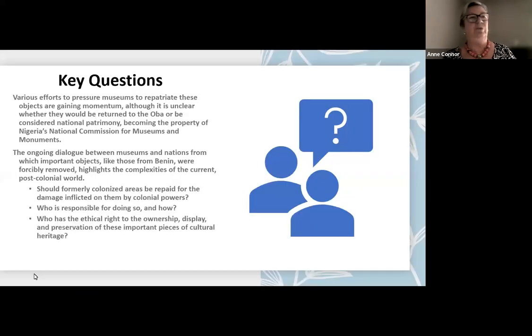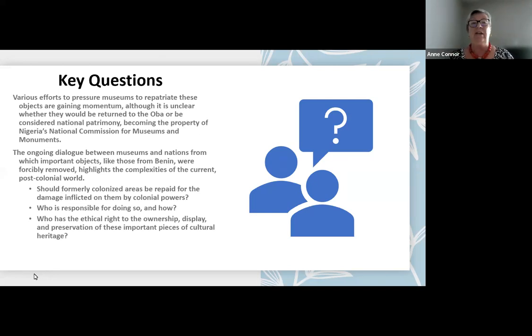And I just want to leave you with questions, because obviously, and particularly here, but it's similar to many other cultures, there were various efforts to pressure museums to repatriate these objects. It's gaining momentum. And although it's not clear whether they would be returned, in this case, to the Oba or be considered national patrimony, becoming the property of Nigeria's National Commission for Museums and Monuments. The ongoing dialogue between museums and nations from which important objects like those from Benin were forcibly removed highlights the complexity of the current post-colonial world.